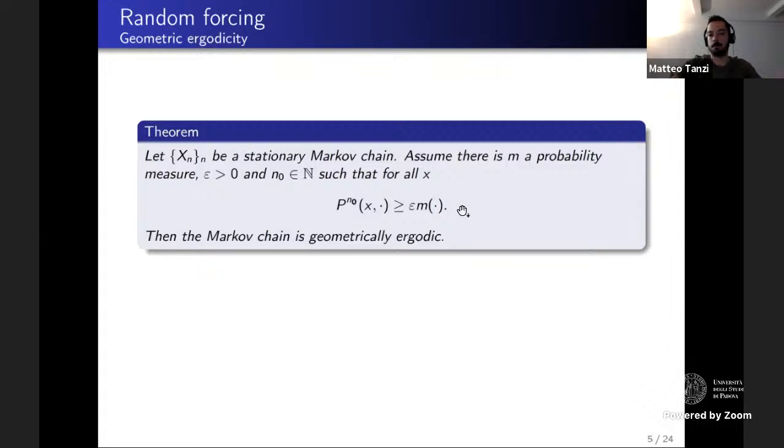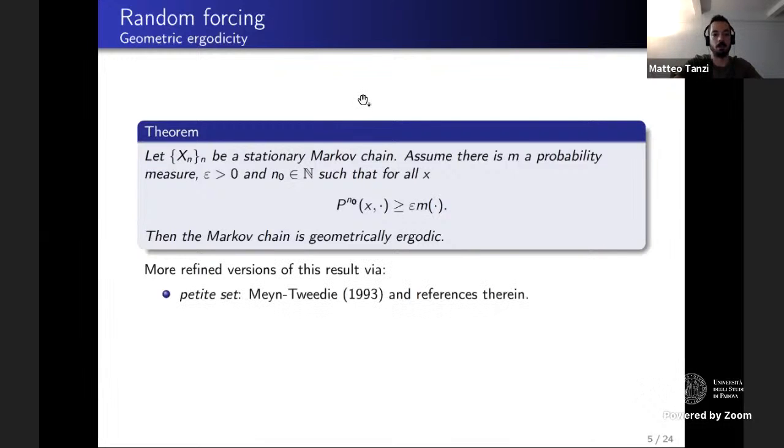So this is the statement. The intuition behind it, or say the rationale behind this, is that if there is diffusion in the system, so measures under evolution start to overlap after a bounded number of time steps, then the Markov chain will be geometrically ergodic. This is a simple statement that, of course, can be refined very much.